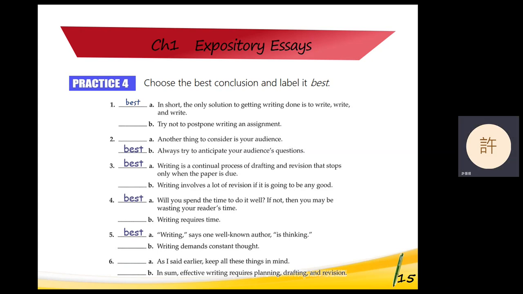But which one is the better sentence? B is the better sentence. It gives you a clearer summary of what we have talked about in the essay. A simply tells you, remember. It doesn't tell you what to remember. B tells you, remember A, B, and C. So in this case, B is the better conclusion. Okay, do you have questions about this practice?